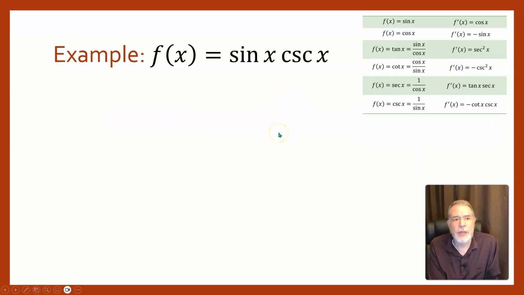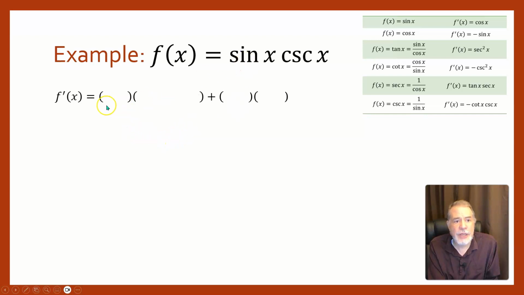Okay, how about this one? What's the derivative of the function sine x times cosecant x? Well, that looks like a job for the product rule. After all, we've got two things multiplied together there. That's a product. So the product rule would tell us to take the first thing times the derivative of the second thing plus the second thing times the derivative of the first thing.